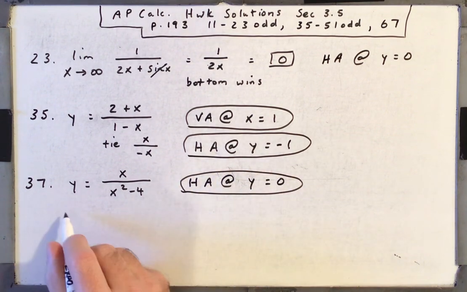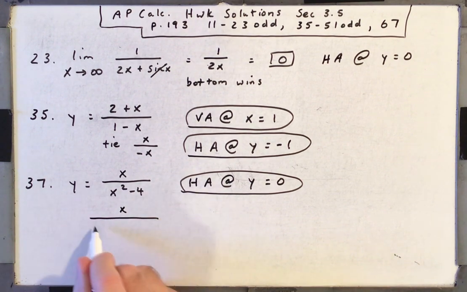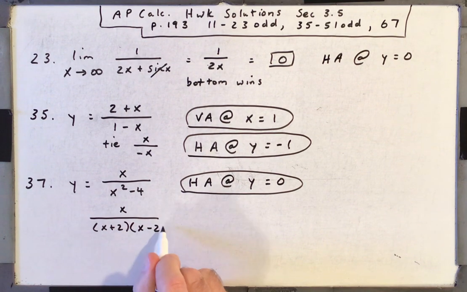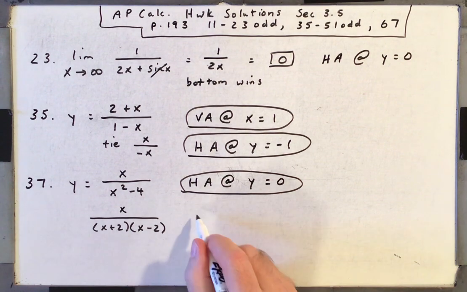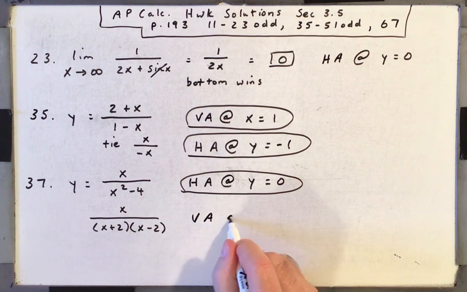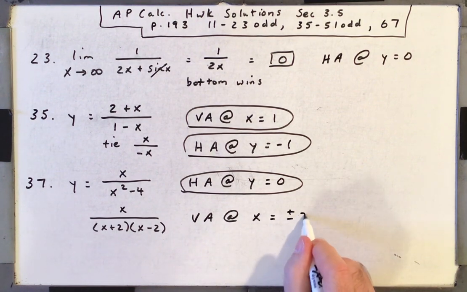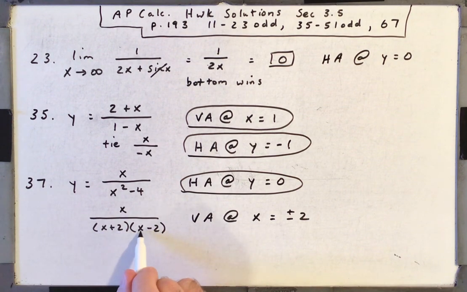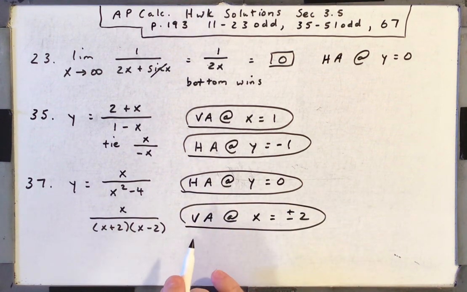Now for the vertical asymptote, let's factor this. We'd have x over x plus 2 and x minus 2. So nothing cancels out here. So it's where the denominator is equal to 0. So we have vertical asymptotes at x equals plus or minus 2. Negative 2 would make this parenthesis 0. Positive 2 would make this parenthesis 0. So that's where we would have a vertical asymptote.